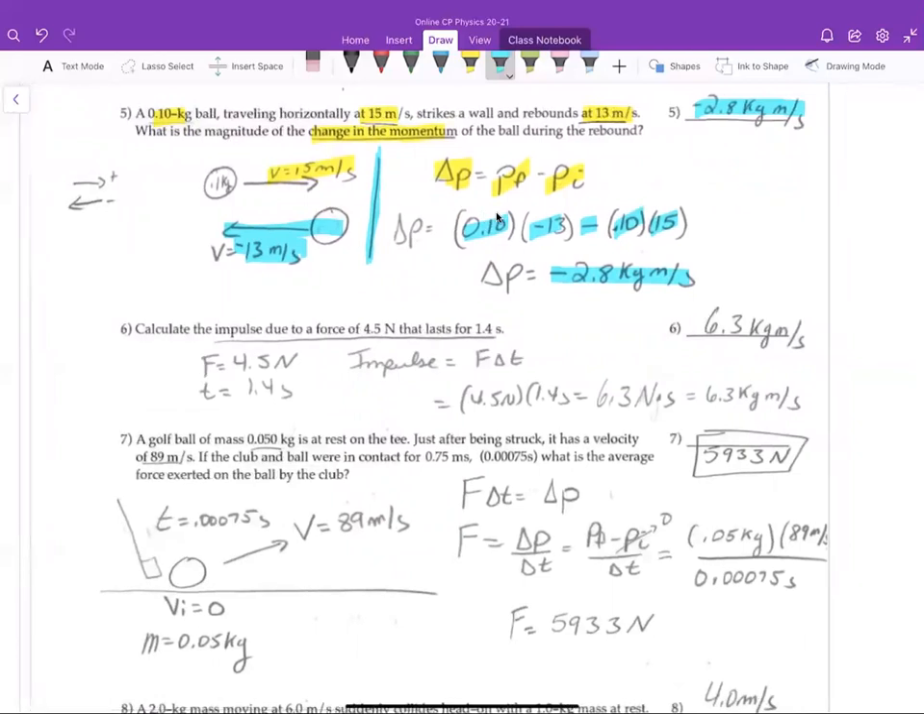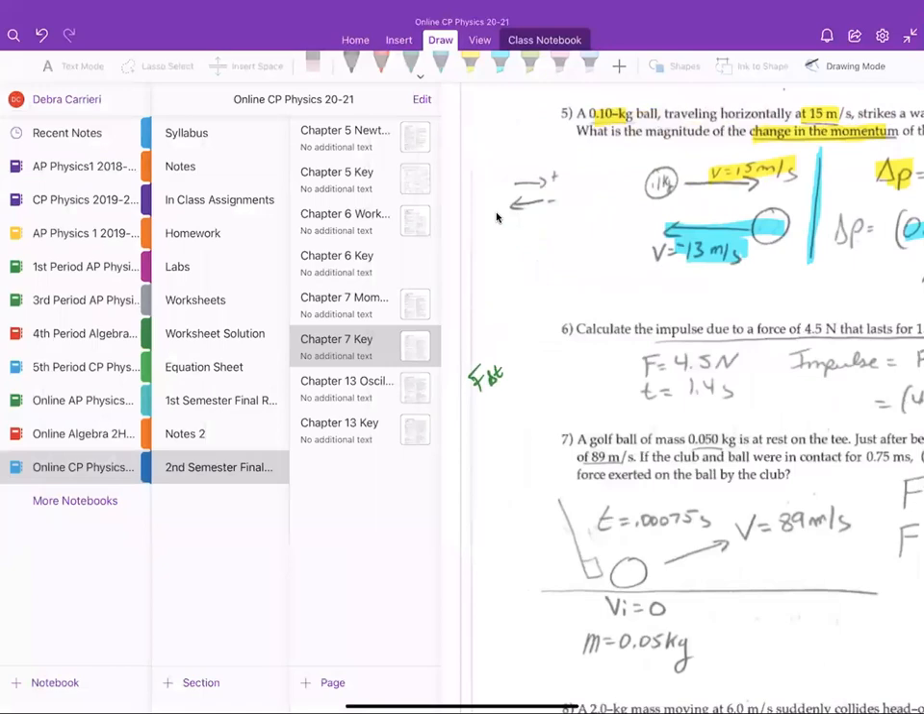Calculate the impulse. Impulse is the force times time. Let's go take a look at our equation sheet.